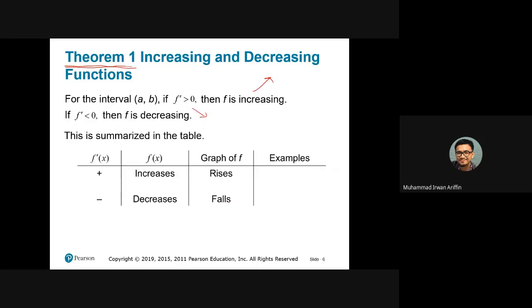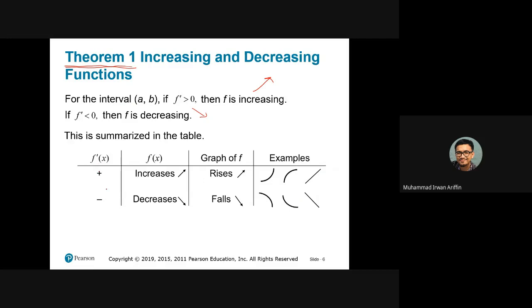So we can summarize theorem 1 in this table. If f prime of x is positive, we know the function is going up, so the graph of f rises. What are the examples? So these are the examples. As you can see, these are the three examples where the graph rises. They are all going up. The function itself is going up, and the slope is positive. Positive slope, and positive slope.